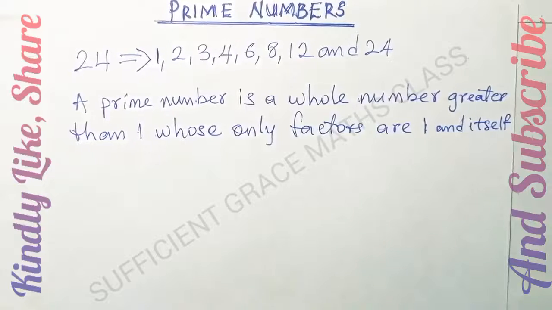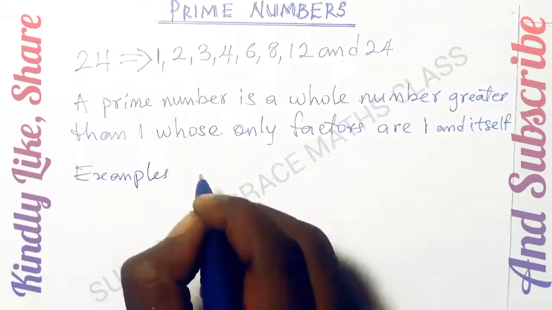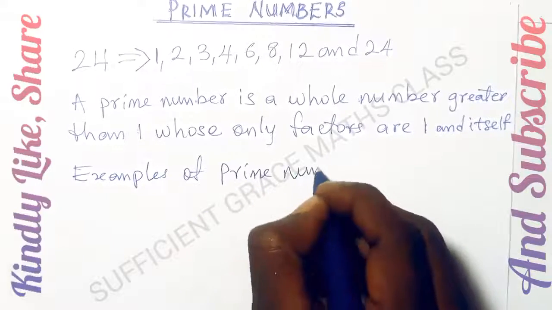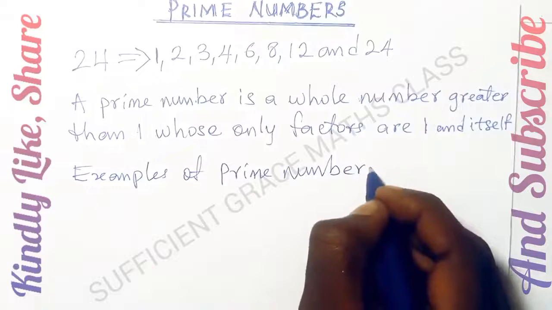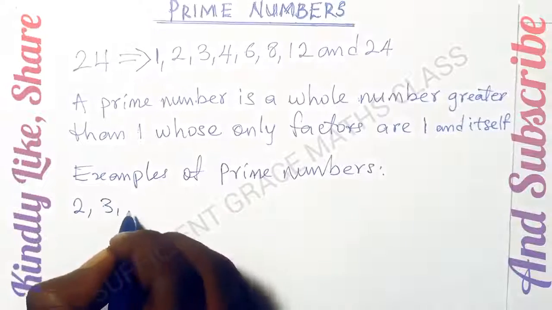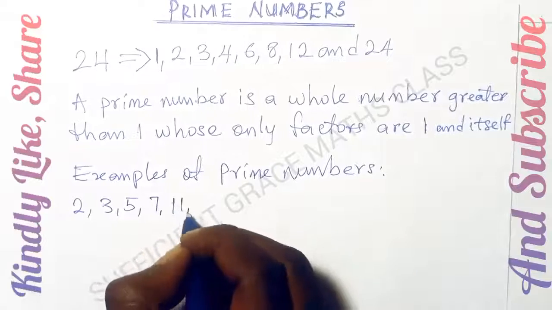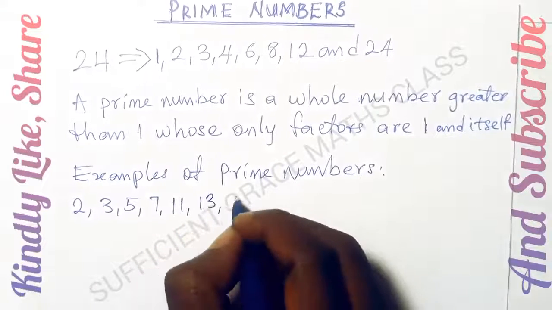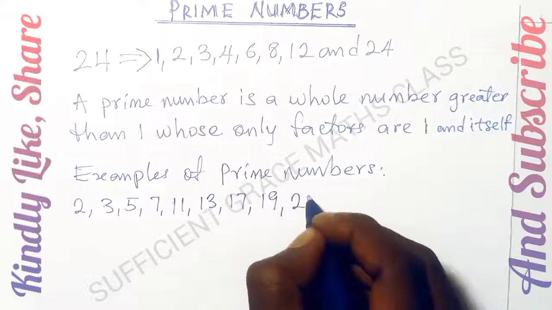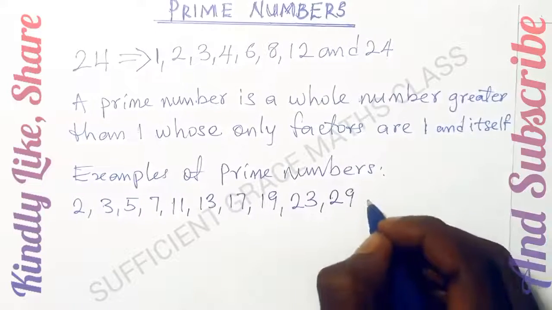What are the examples of prime numbers? Examples of prime numbers are 2, 3, 5, 7, 11, 13, 17, 19, 23, 29, and so on.